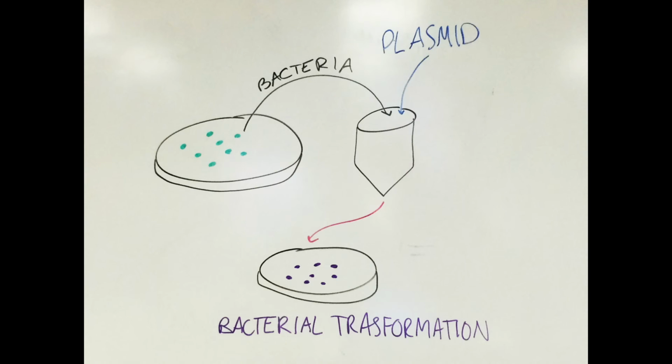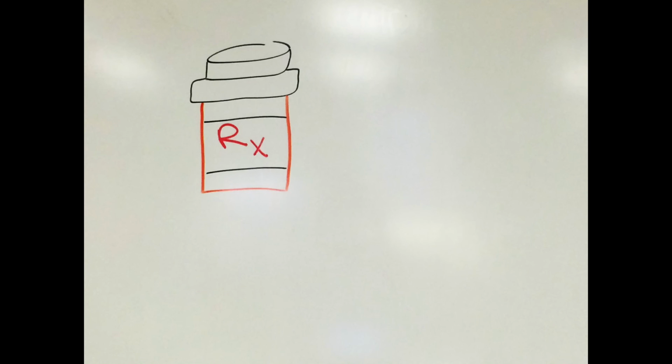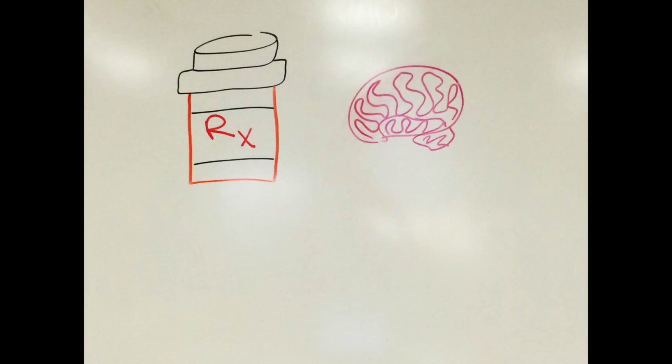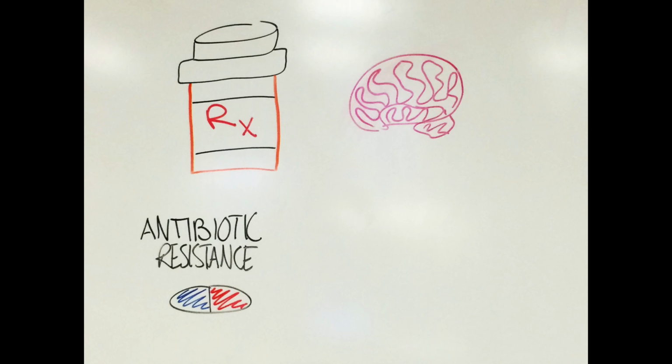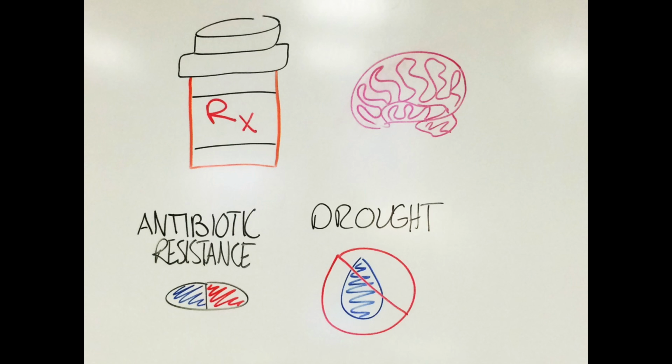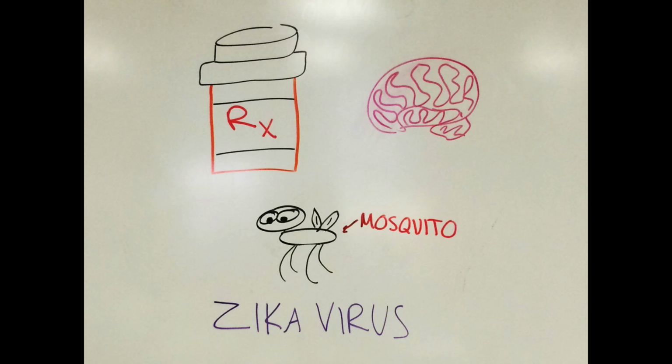Genetic engineering has been used to synthesize medicines, improve plant resistance to the environment, and even study diseases like Alzheimer's. With so many modern problems, medical and otherwise, for example, antibiotic resistance, drought, and the Zika virus, having ties to genetics, it is likely that many of the next scientific breakthroughs will come from genetic engineering.